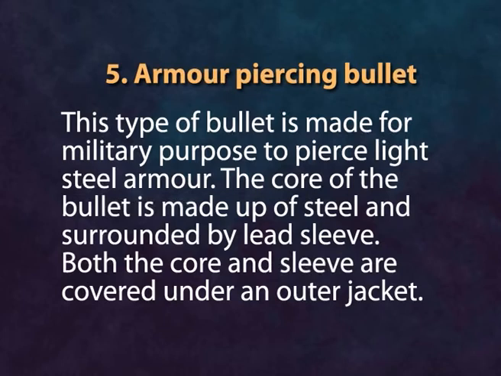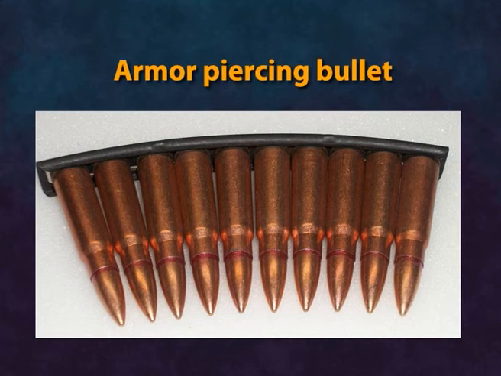This type of bullet is made for military purpose to pierce light steel armor. The core of the bullet is made up of steel and surrounded by lead sleeve. Both the core and the sleeves are covered under an outer jacket. On impact, the jacket and sleeve remain outside the armor, whereas the core pierces the armor. It is mainly used against light armored vehicles.